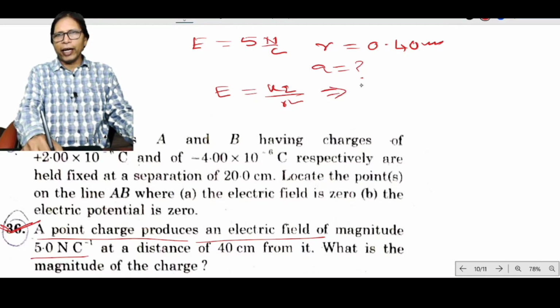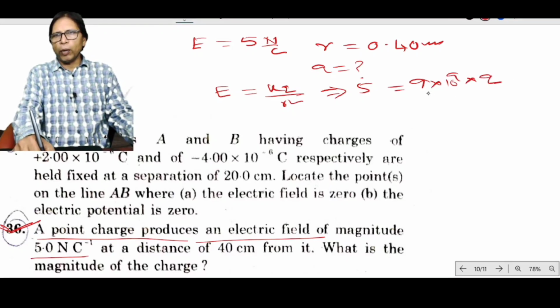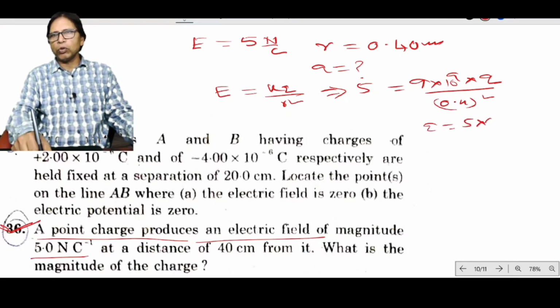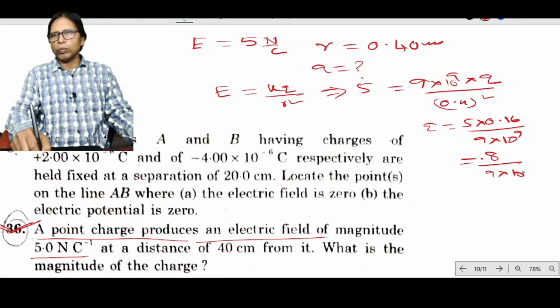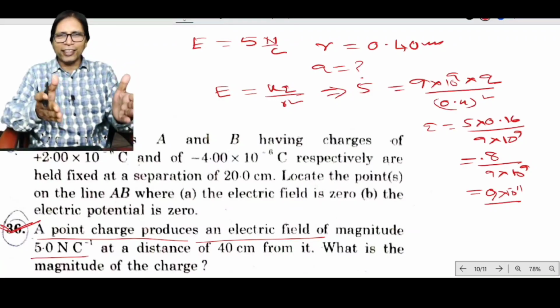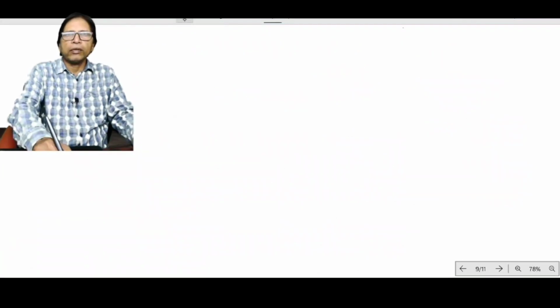Here E equals 5, K is 9 into 10 to the power 9, Q is to be obtained, and R is 0.4 whole square. So Q equals 5 into 0.16 divided by 9 into 10 to the power 9. This is 0.8 divided by 9 into 10 to the power 9, which is about 9 into 10 to the power minus 11 coulomb, the magnitude of charge.